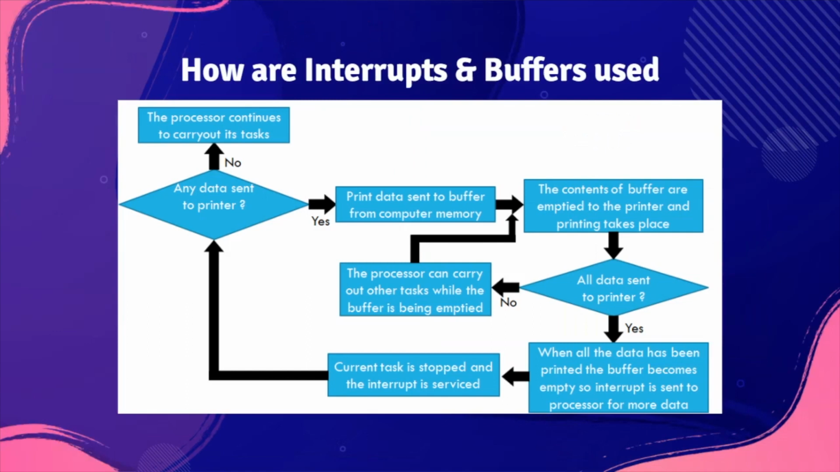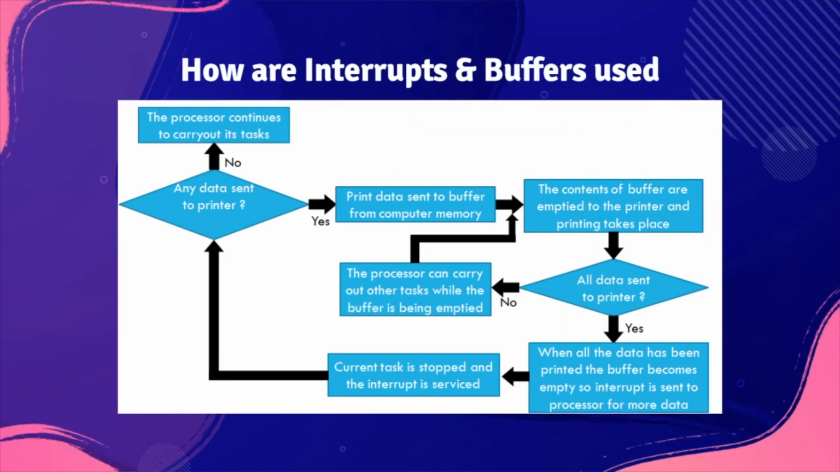How are interrupts and buffers used? In this example, we'll be seeing it with the printer and printer buffer. First, any data sent to printer? No, the processor carries on with its tasks. Yes, print data sent to buffer from the computer memory. Then, the contents of the buffers are emptied to the printer and printing takes place.